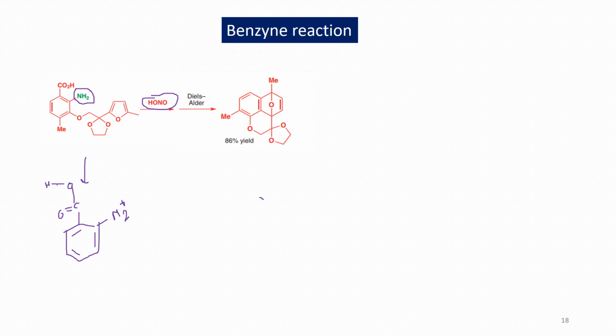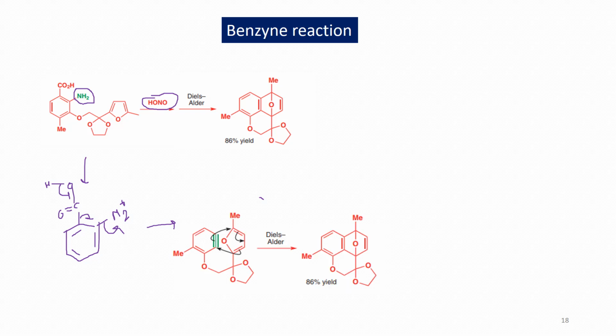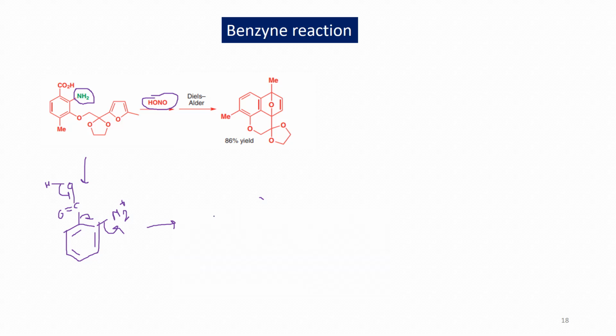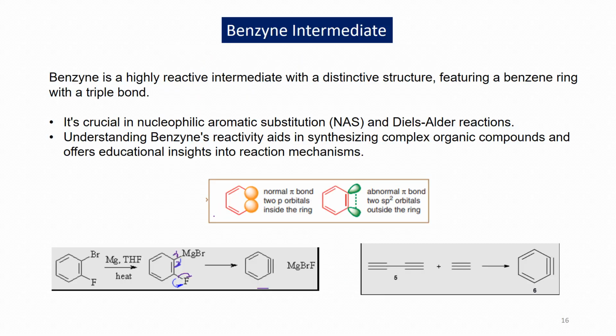So this comes here. This gets removed from the system, forming a benzene intermediate. Now to trap this benzene intermediate, as we discussed in the previous slide, it acts as a very good dienophile for the Diels-Alder reaction.